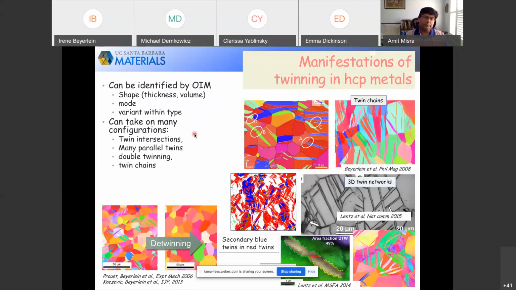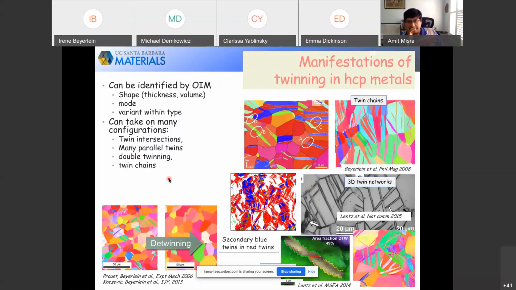Now, you see that they also take on different types of configurations. Once deformation is applied, it's often that you'll see many parallel twins within a grain. For instance, you have this grain, you see many twins that, because they're the same color, they're the same variant, the same type, and there are several of them within one grain. They also can be intersecting, so you could have the same mode but different variants. Because they're different variants, they would be intersecting within the grain.